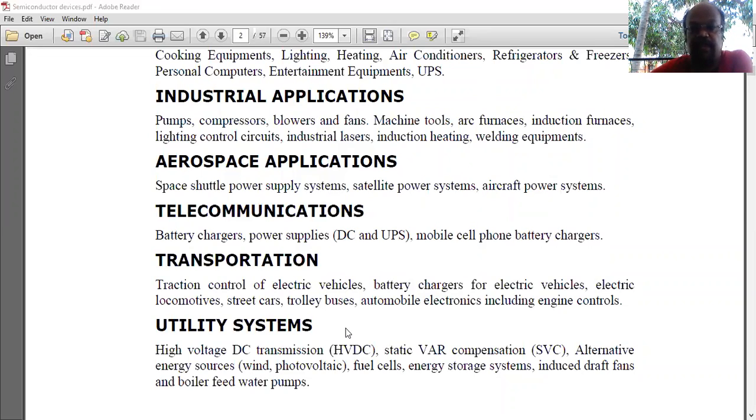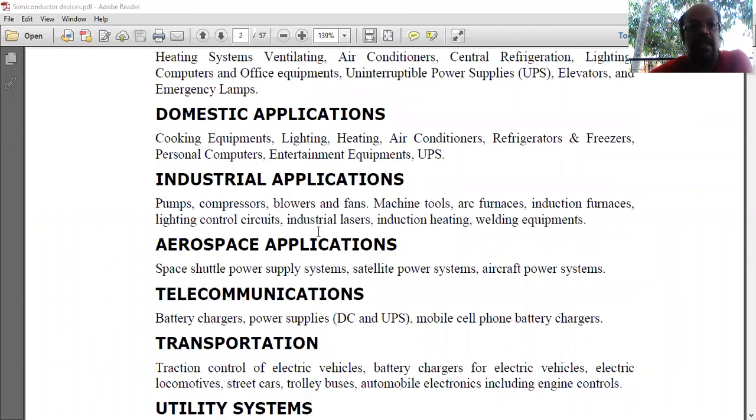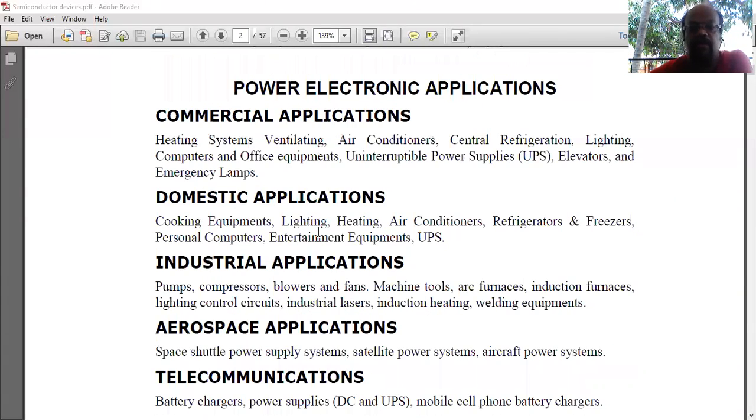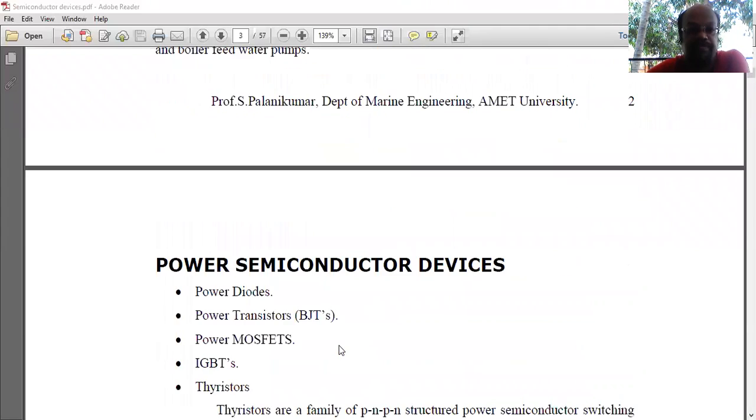The reason for the power factor is the highly inductive nature. Because of that, if you compensate it, the power is completely able to reach the load, whatever the generator. So VAR compensation and other things, these are all the main applications. Suppose you are asked to write in an examination or wherever what the power electronics applications are, you have to mention all these points.